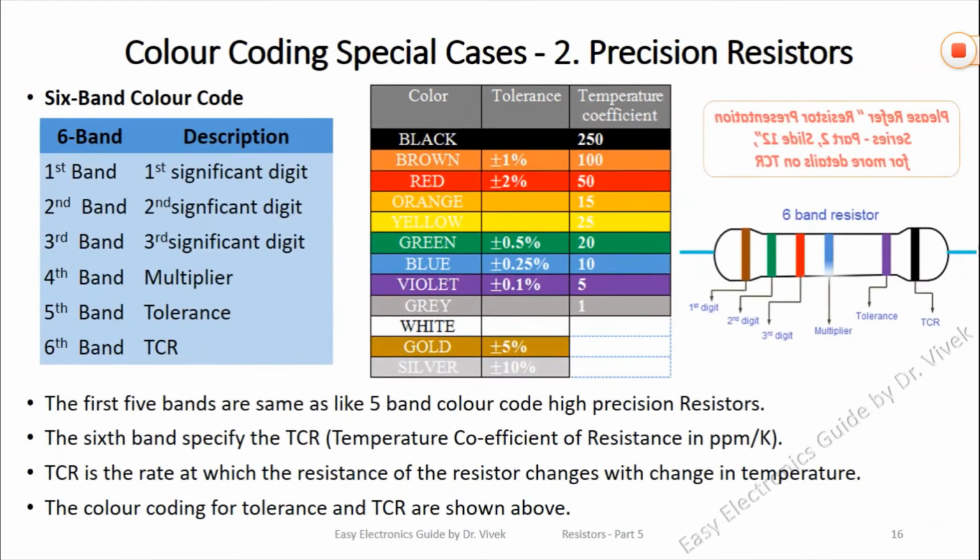In 6-band color coding, the first 5 bands are the same as in the 5-band color code for high precision resistors. The 6th band specifies the temperature coefficient of resistance.